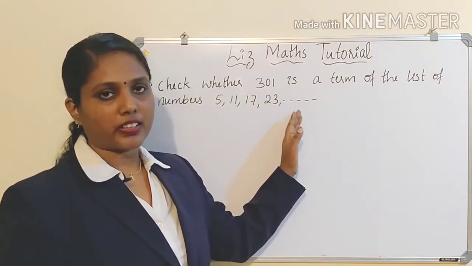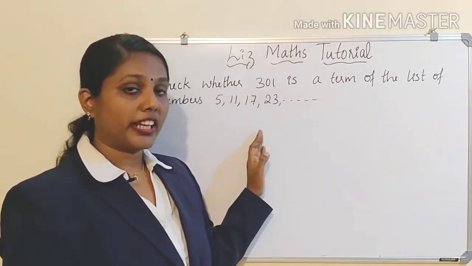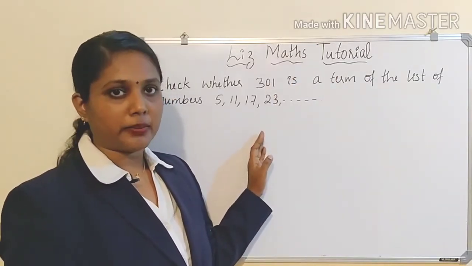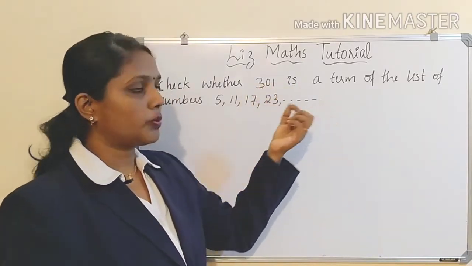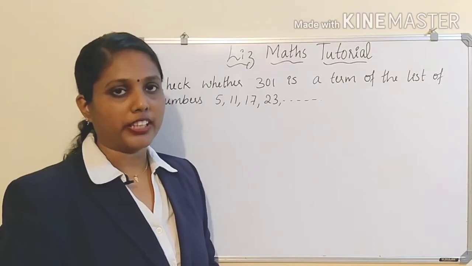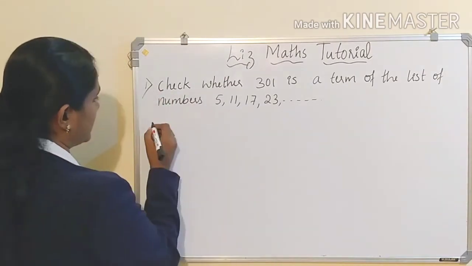Got it? There are numbers, etc. This is an infinite arithmetic progression. So here you can check whether you can find this 301 as one of the terms. So how to do this? Let us start the solution.